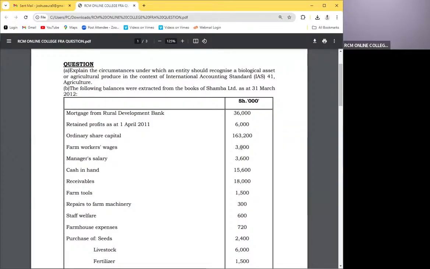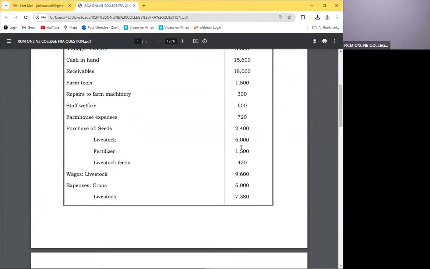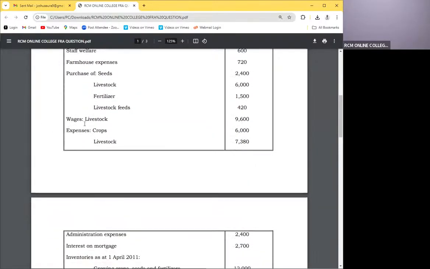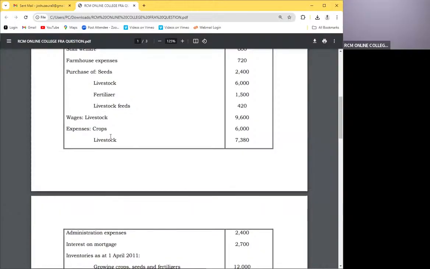I'll tell you why. Look at, for example, these expenses. We know expenses for crops and we know expenses for livestock. So these expenses that are apportioned are the ones going to the individual biological assets account. So these ones here, we call them direct.